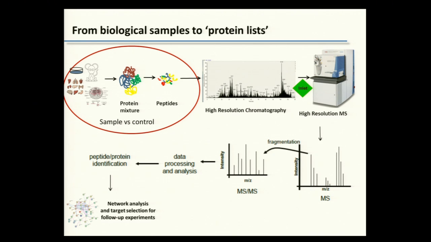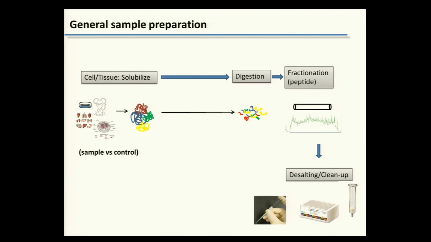We start from a very complex sample mixture. It will most generally be either a cell lysate, part of an organism, a part of an organ, or a subcellular organelle. We want to generate a mixture of proteins from them, then digest these into peptides that can then be fractionated at the peptide level, cleaned up, and go into the spectrometer. Why is this so important?